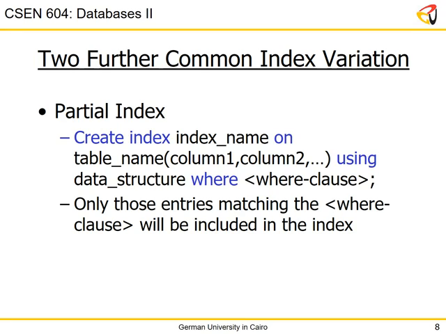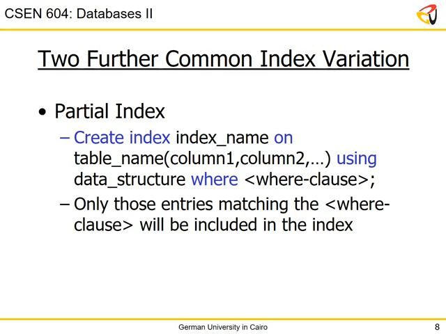Now let me show you first how you actually create a partial index. You would use the create index statement, the one we were looking at several times before. So you say create index, you give it a name, on this table, on these columns, and then using this data structure, whatever you'd like, B+ tree, hash, and so on. Then you say where, and this is the new part, and you put a where clause. Now, what is the effect of putting a where clause here? The effect is like this.